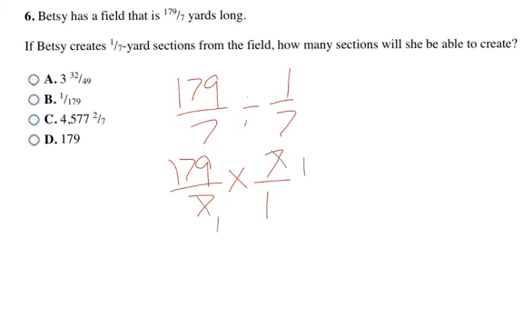And multiply the tops, 179 times 1 is 179. Multiply the bottoms, 1 times 1 is 1. 179 over 1 just simply reduces to 179. So she's going to get 179 sections out of that field, which when I sit down and think of that number, it makes sense because she's dividing this bigger number into many small sections.